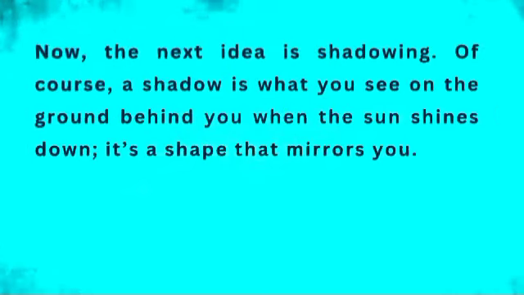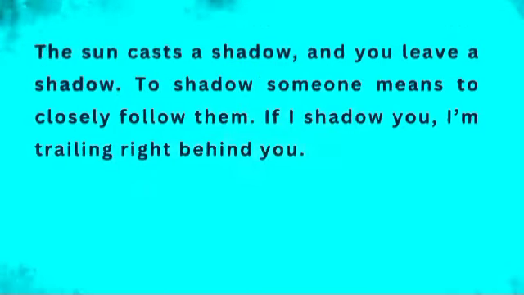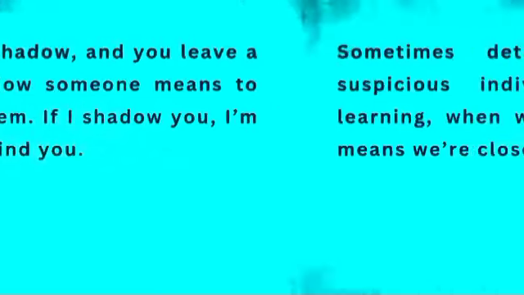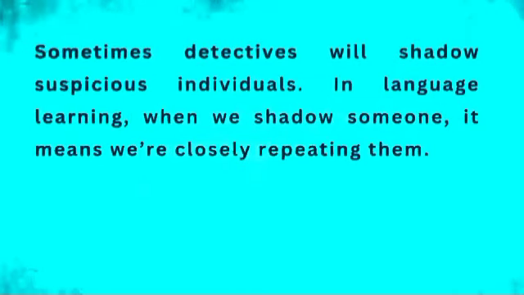Now, the next idea is shadowing. Of course, a shadow is what you see on the ground behind you when the sun shines down. It's a shape that mirrors you. The sun casts a shadow, and you leave a shadow. To shadow someone means to closely follow them. If I shadow you, I'm trailing right behind you. Sometimes detectives will shadow suspicious individuals.